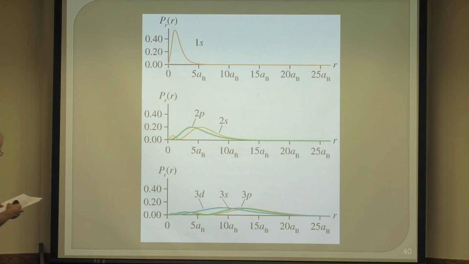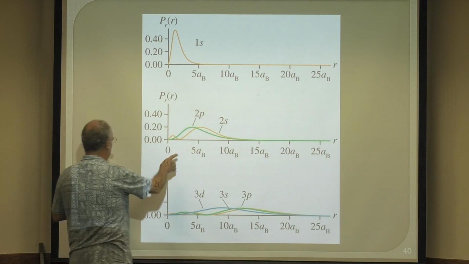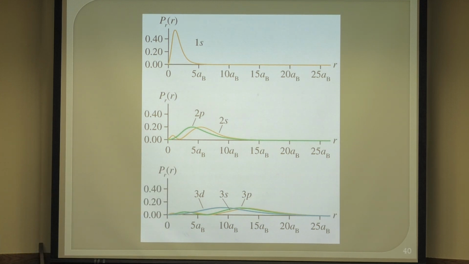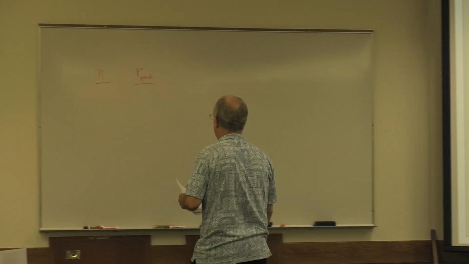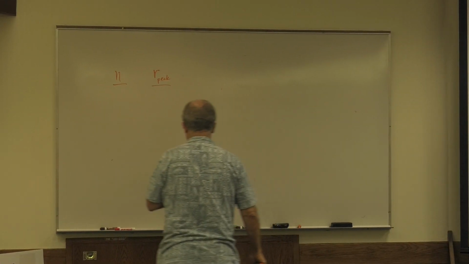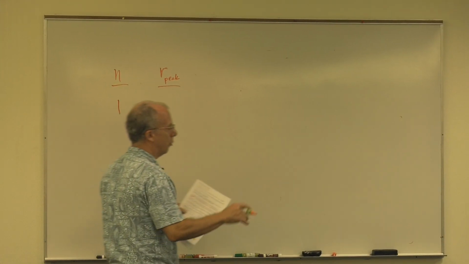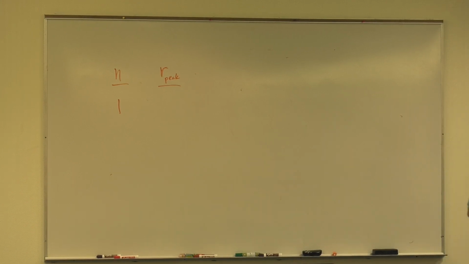Good old shell structure. All right, what we want to do now is make a table. In terms of the Bohr radius, let's make a table for where the maximum probability density is. So we have an n, and we'll have a peak, that's an r. Basically we want to know at what radius the electron is most likely to be. So let's start with a 1s. So n is 1, because 1s. And where is the peak?